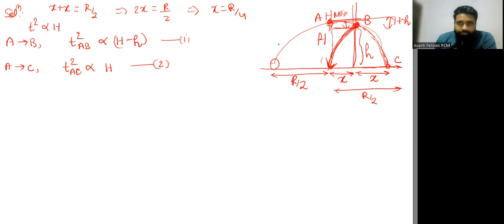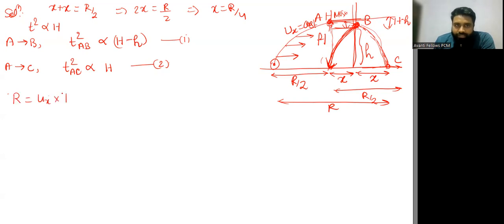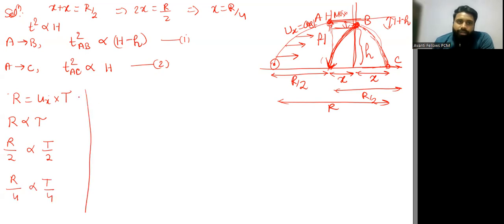Now, we know that the horizontal velocity of this motion will always be constant because there is no acceleration in the horizontal direction. So using concept number 3, we can say that the time taken, let's say capital T, to cover the total range R gives R equals Ux into T. So we can say that R covered is directly proportional to T. Similarly, for R by 2, it is directly proportional to T by 2, and for R by 4, it is directly proportional to T by 4. So this is what we are going to use.